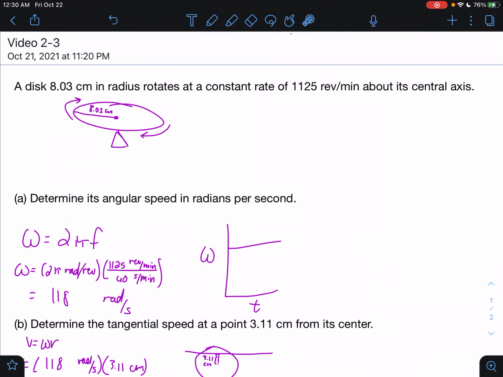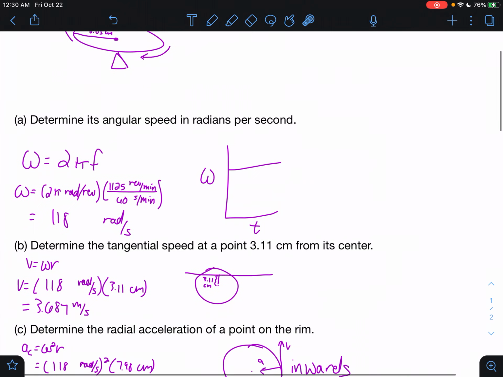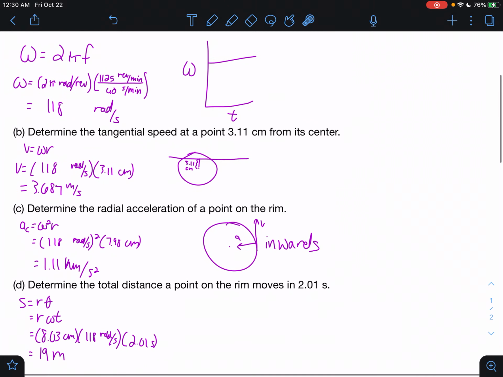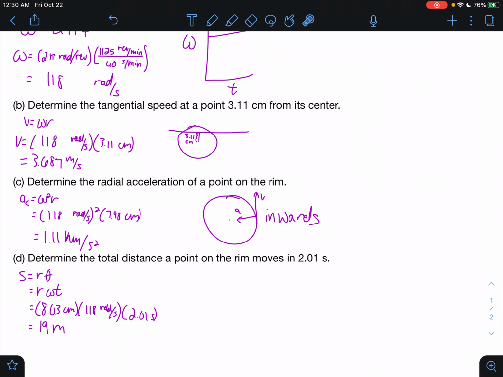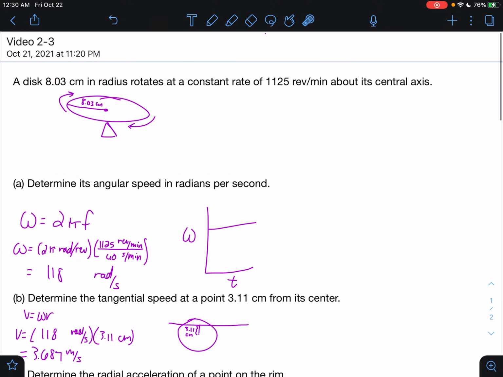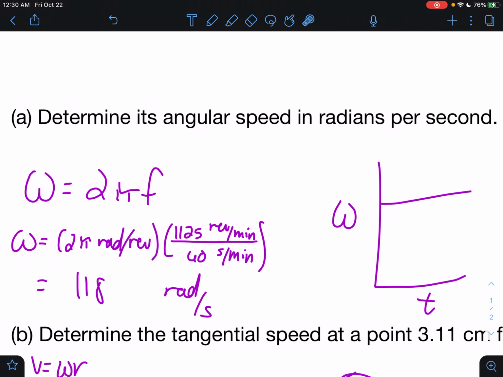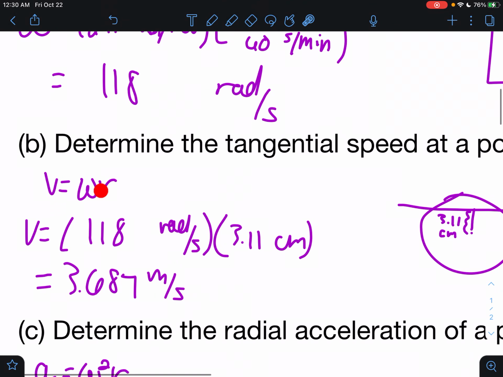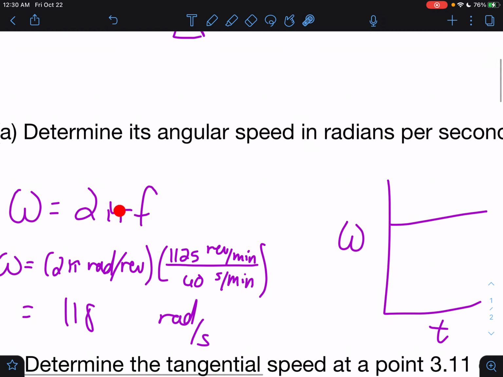Part A, determine its angular speed in radians per second. This was probably the hardest question for me because I knew that everything else was based off of it. My answer, 118 radians per second, shows up in the rest of the questions. So I knew that it was going to be a big part of this, and I couldn't really figure it out. It was kind of annoying me. I knew that there was one definition of angular velocity that we use here, but I forgot about the 2 pi frequency one, or I just don't remember really learning it.